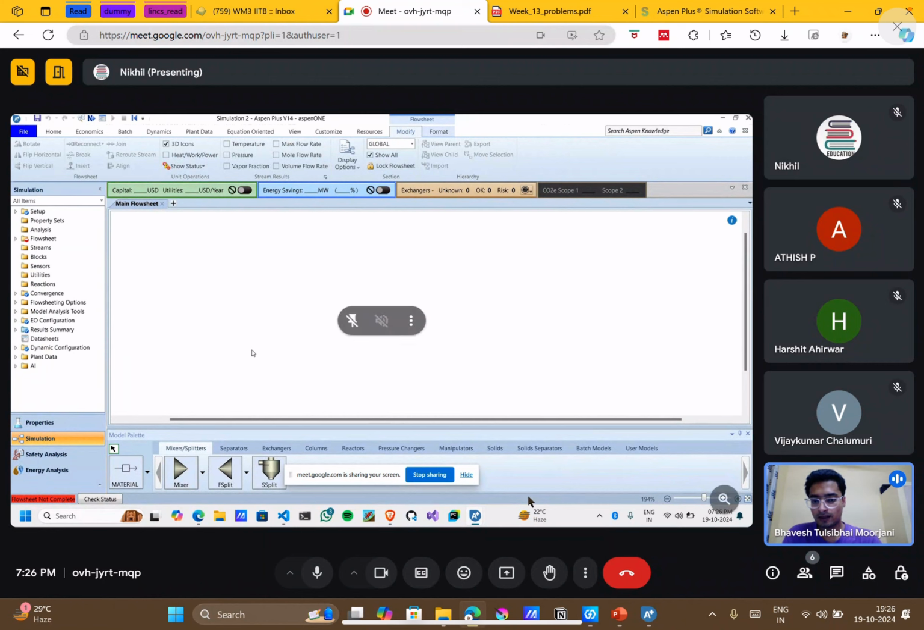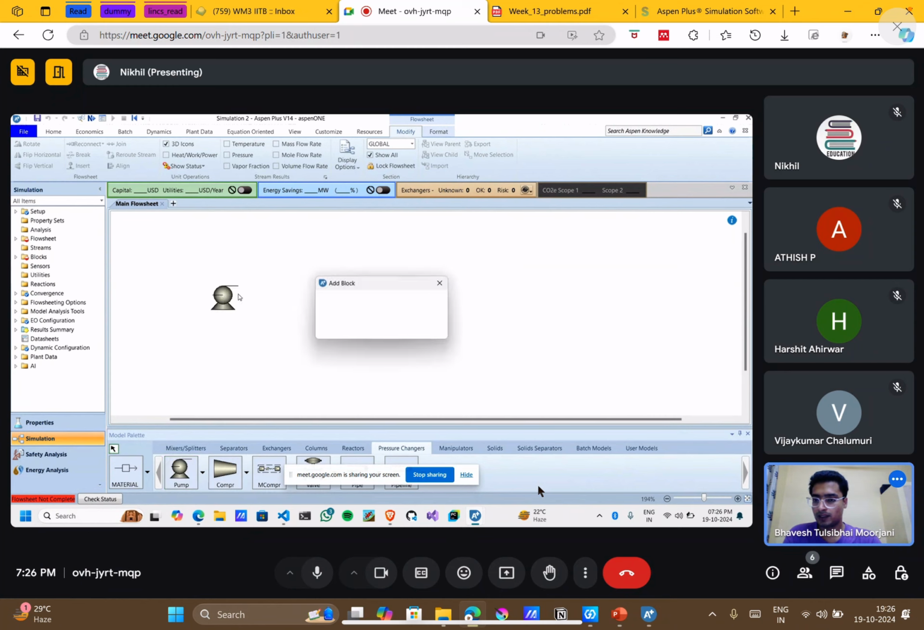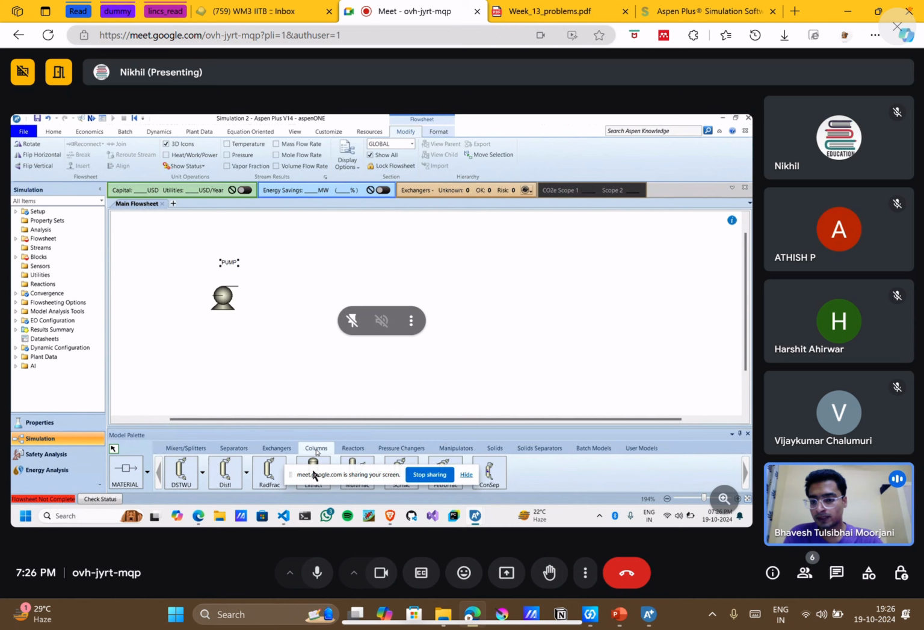So let's place all the components. First we have the pump. Now we have to add columns. So go to columns. In the option of red flag, select the option menu for the red flag. Select the downwards arrow beside the red flag.